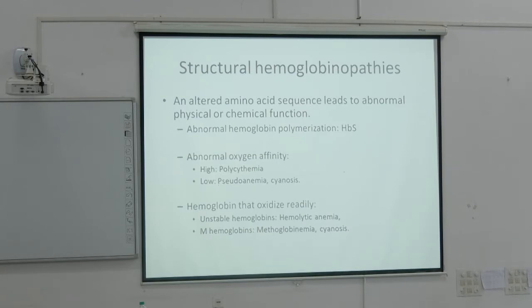Take this slide. You need some names to remember. HBS, high and low, polycythemia, and low pseudoanemia, cyanosis. Hemoglobin that oxidizes readily, unstable hemoglobin like hemolytic anemia, methemoglobinemia and cyanosis. What is cyanosis? Cyanosis is not a disease, it's a condition. Many diseases may lead to cyanosis.